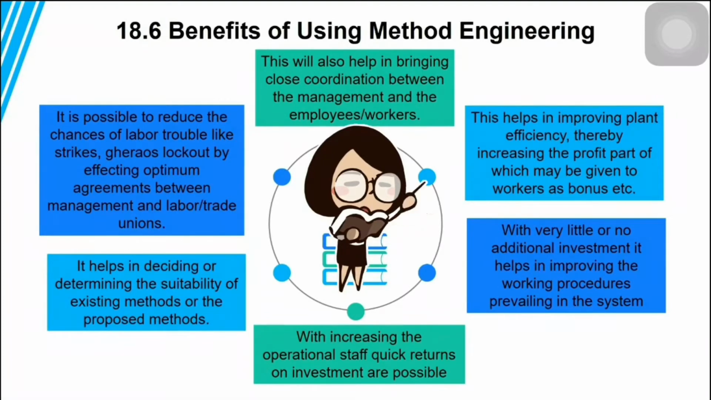It is also possible to reduce the chances of labor trouble like strikes, go-slows, and lockouts by effecting optimum agreements between management and labor unions. It helps in deciding or determining the suitability of existing methods or the proposed methods. And last, with increasing the operation staff, quick returns on investment are possible.